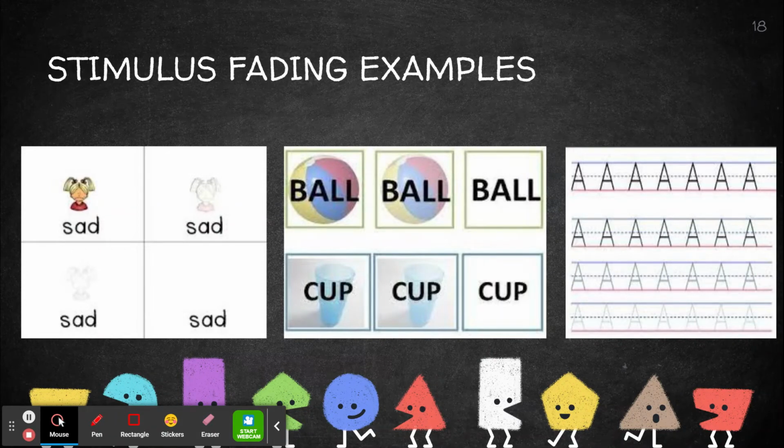So maybe they trace the A's up at the top, and then they trace the A's in the middle. And as they go down, it's faded and faded. And then they're getting to what we want them to do, which is do the A on their own, right?